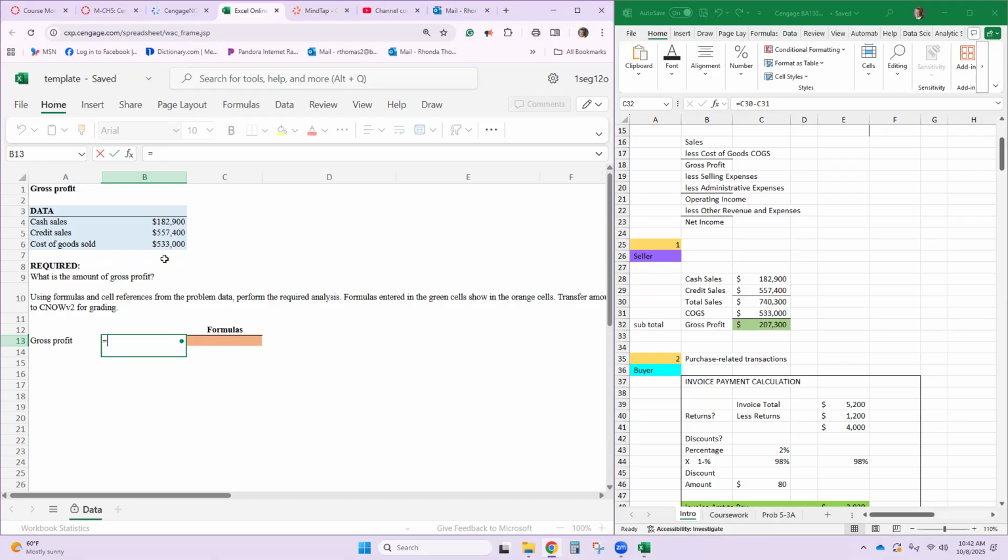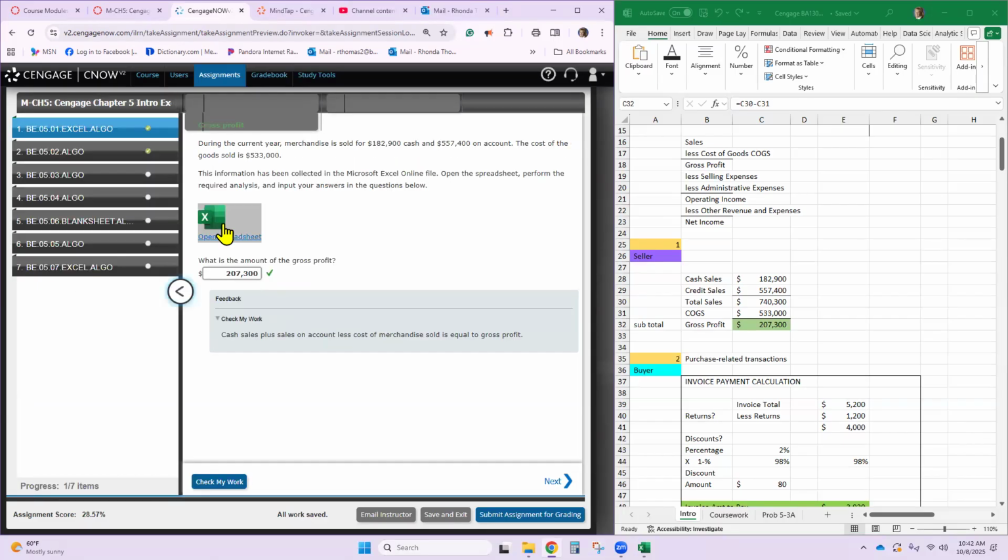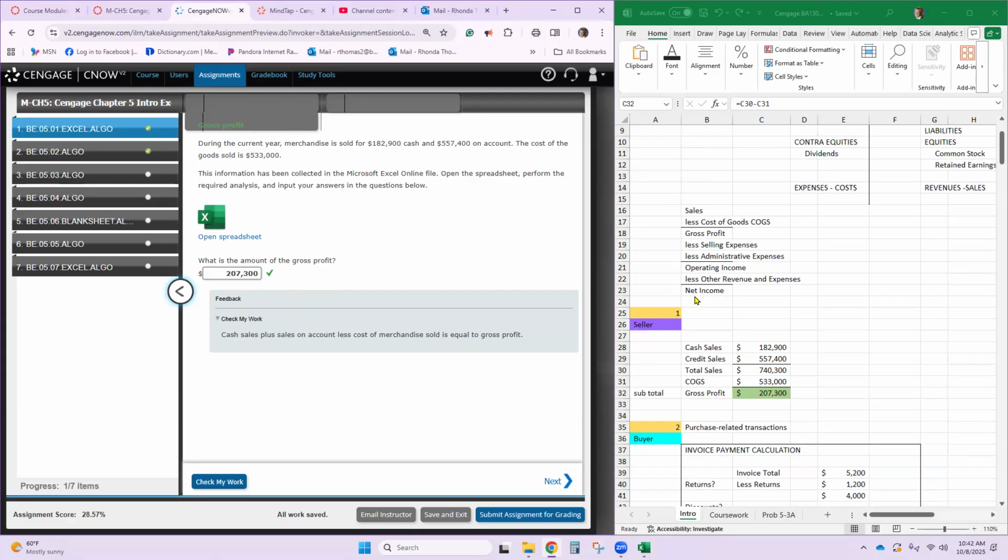So we're going to put equals, open parentheses, start with cash sales, add credit sales, close parentheses, minus cost of goods sold. Okay, so yes, I've just verified what I found, right? So now I can close my Excel and put in 207,300 as my first answer to gross profit. So once again, memorizing and understanding this calculation right here is going to help you tremendously.